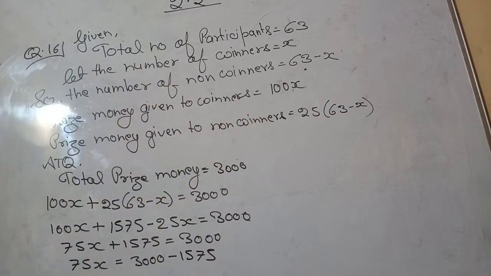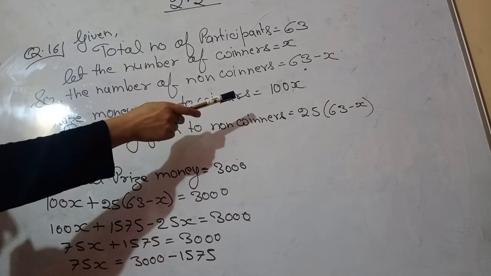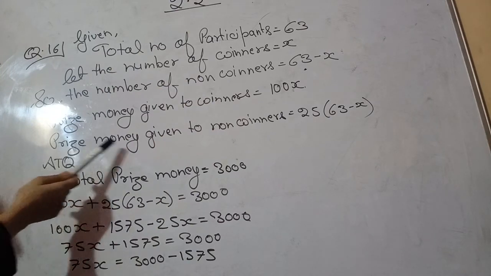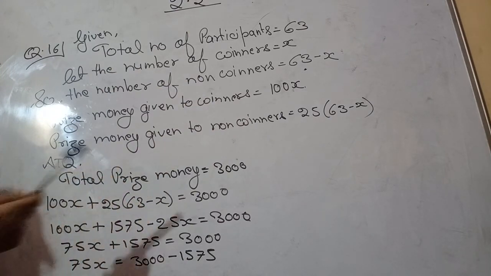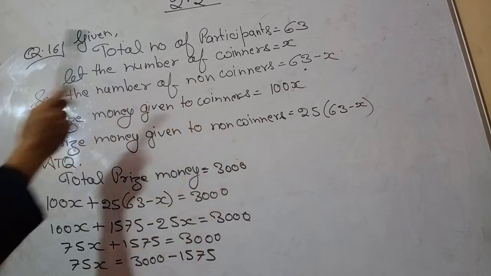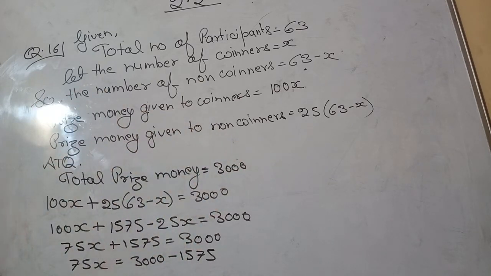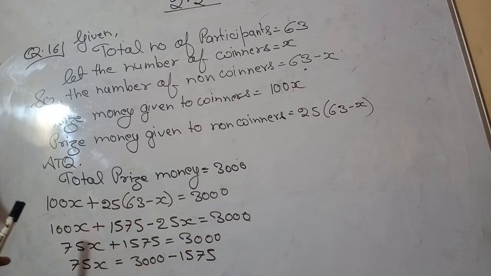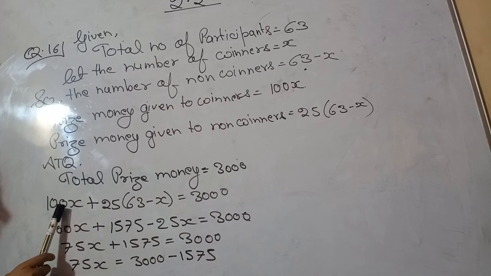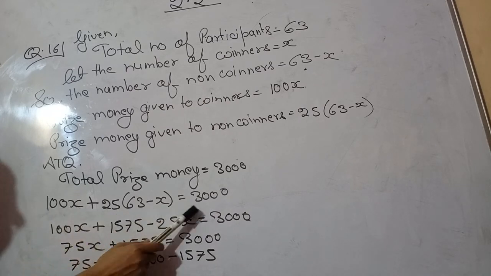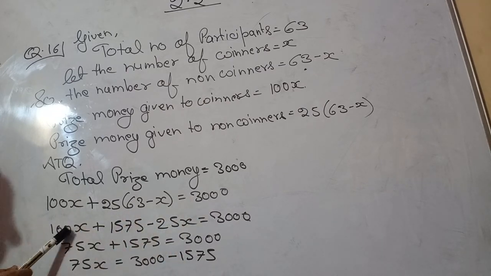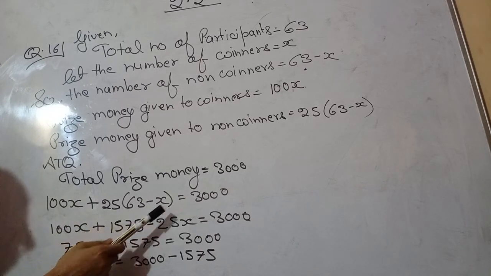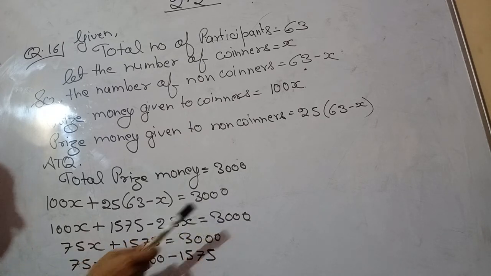Now prize money given for winners is 100. So how many winners are there? x winners are there, and 100 multiplied by that. Prize money given to non-winners is 25 rupees, so 25 multiplied by the number of non-winners. According to the question, total prize money is 3000 and it has to be distributed among winners and non-winners. So when we add the prize money for winners and non-winners, we get 3000. So 100x plus 25 multiplied by 63, which is 1575, minus 25x equals 3000.